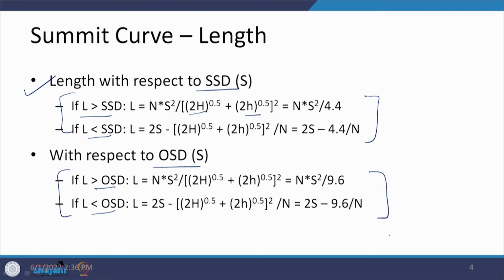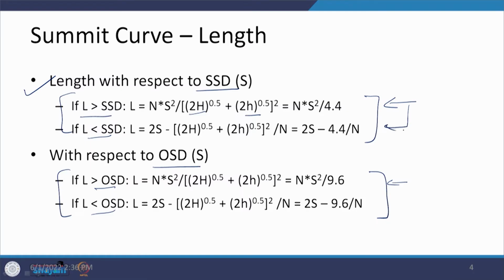Now, how you are going to utilize it is that first of all you make an assumption, say the assumption is that the length is greater than SSD, or if you are working with OSD the length is greater than OSD, and using this formula we will calculate the value and see whether this is satisfied or not. If it is not satisfied, then we will shift to the other assumption.